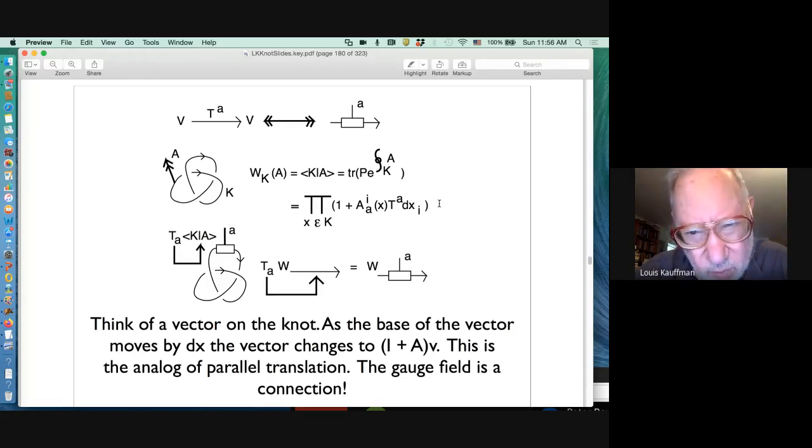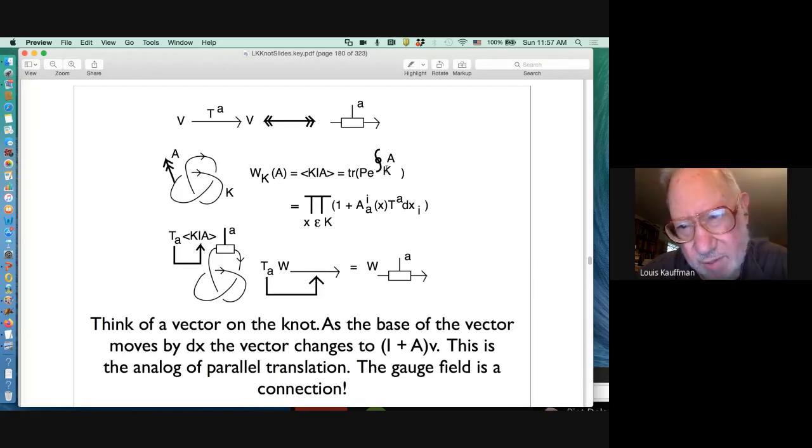But think of it one bit by one bit by one bit. You started out with some vector over here, and then you moved slightly, infinitesimally forward, and you got multiplied by 1 plus a. So you ended up being v plus a times v. And a represents parallel translating in the sense of this kind of differential geometry by one small step. So a is a connection. And this expression here is telling you what happens if you apply the connection continuously, parallel translating all the way around the knot until you got back to where you started.